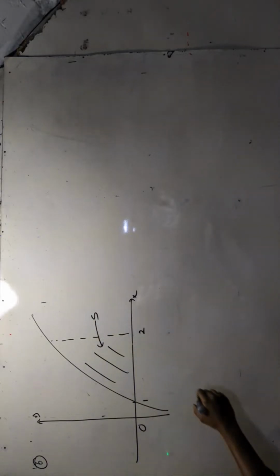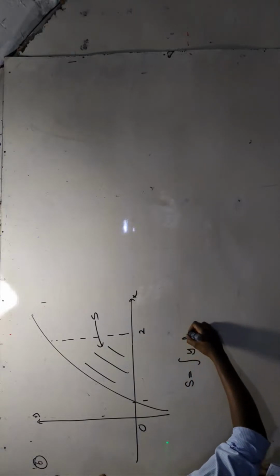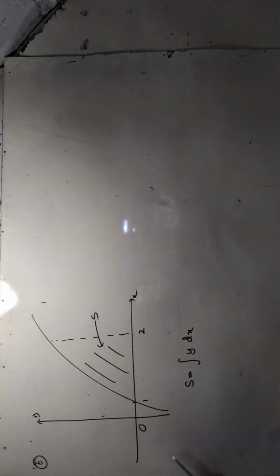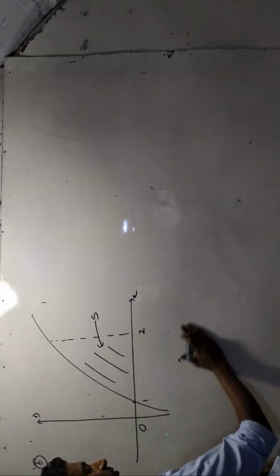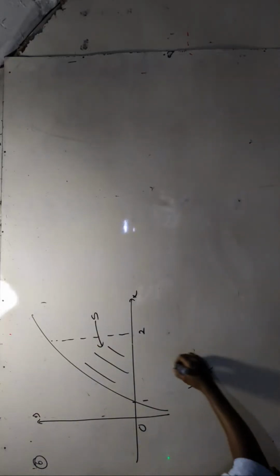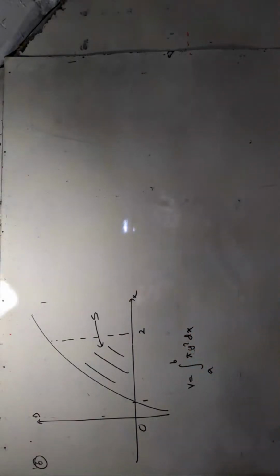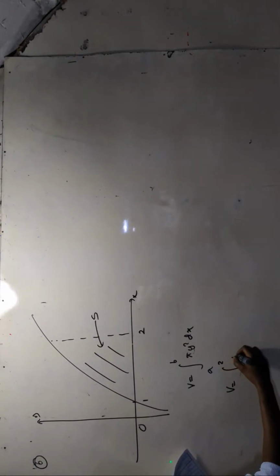Okay. So what is the formula? S is equal to the integral of y dx. So this is the formula. This area is rotated around the x-axis. Right? We need to find the volume here. So if the volume is V, how can we find the volume? That is the integral from a to b of pi y squared dx. So I'm going to apply a to b, meaning 1 to 2, pi y squared.